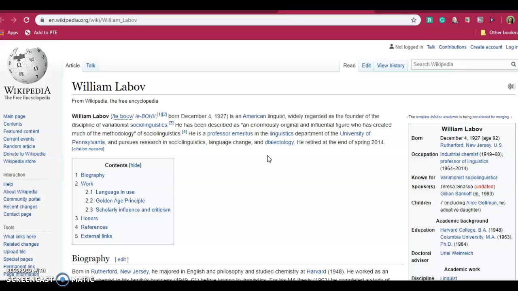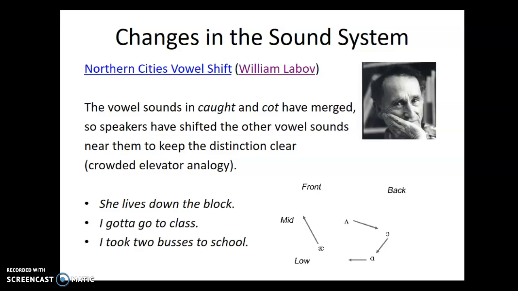He is a professor emeritus in the linguistics department at the University of Pennsylvania. So his research areas were sociolinguistics, language change, dialectology. So his main area was really looking at American dialects. He's retired now, but he was definitely a very big figure in that field. So he came up with this idea of the Northern Cities Vowel Shift. And if you click on the link here, it'll take you to a video where you can listen to a little bit of this. That one I'll let you listen to on your own, and I definitely encourage you to take a look at the video because it talks about what actually happens to the pronunciation of certain vowels.